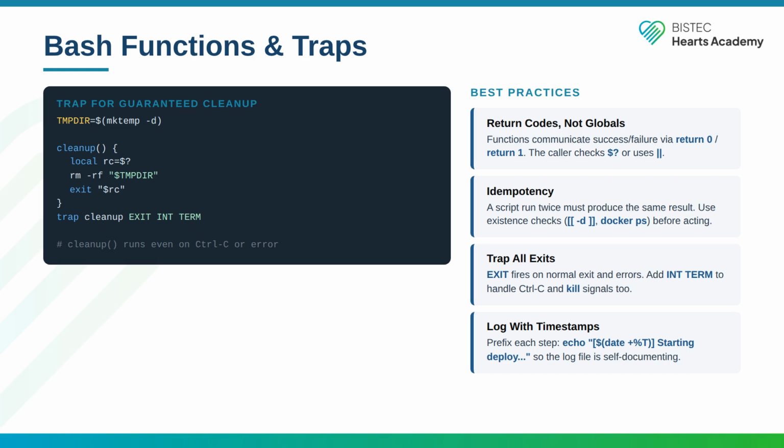Idempotency means running the script twice produces the same result as running it once. This is a CI superpower. If a deploy step is idempotent, retrying after a flaky network failure is safe. Design every script around this principle from the start.